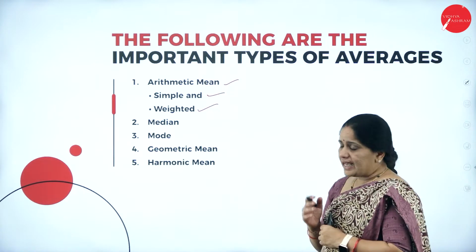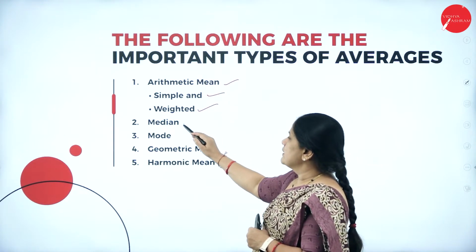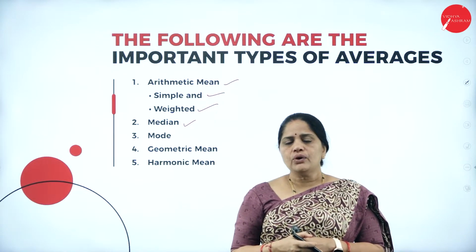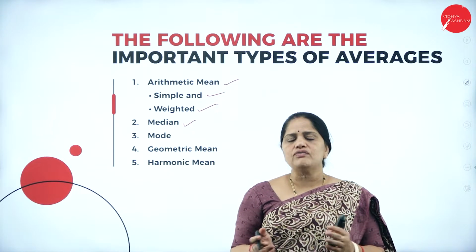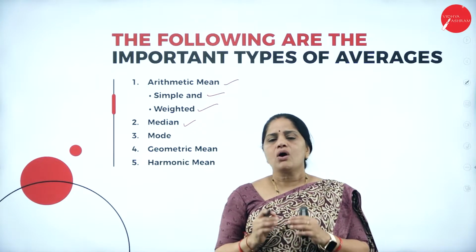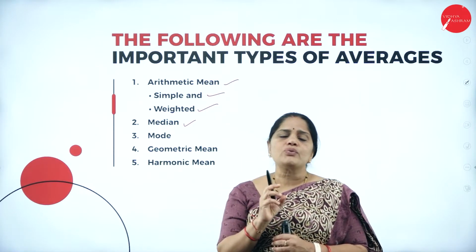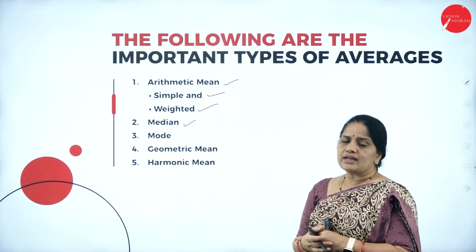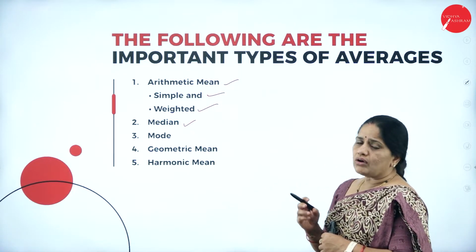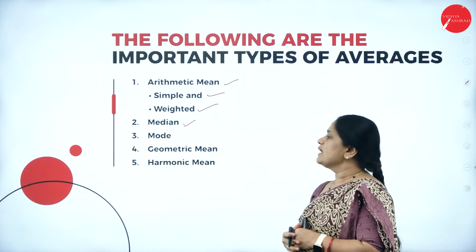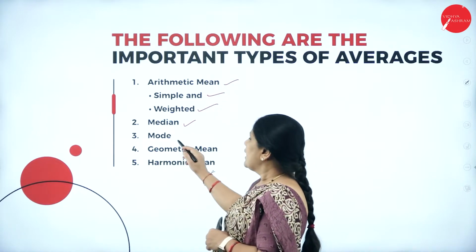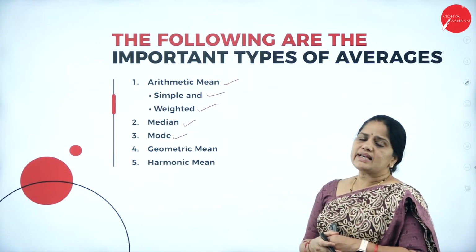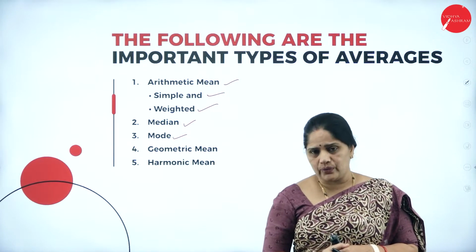The next one is the median. What does the median mean? Median is that value which divides the entire set of values into two equal parts, or it is the middlemost value of the given data. Whatever the data is given, the middlemost point or position of the data is called the median. And the last one is the mode. What is the mode? Mode is the value which has the highest frequency.